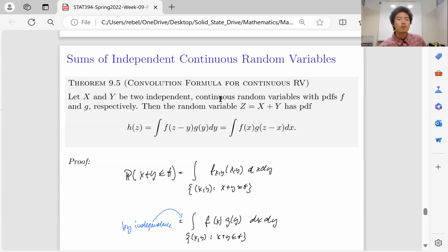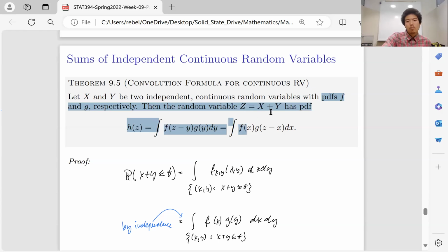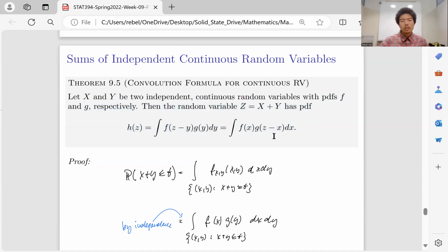So let X and Y be two independent continuous random variables with PDFs f and g. Then the random variable Z equal to X plus Y has the PDF h(z) equal to this one or this one. Well, you may say this makes sense because Z is equal to X plus Y, then X is equal to Z minus Y, right? Or Y is equal to Z minus X. So it actually makes sense.